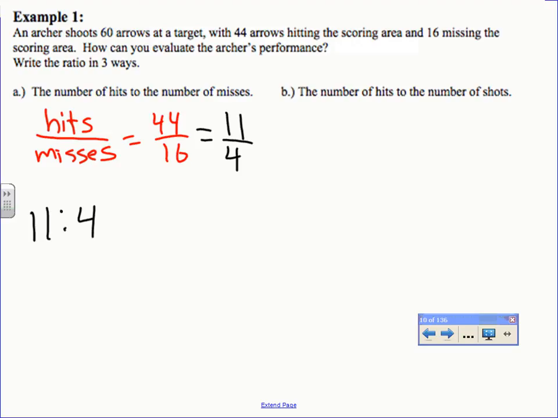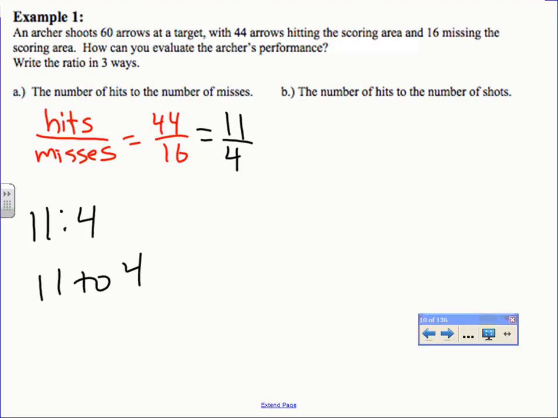Steve? Okay. So make sure it's simplified completely, and if they ask you, which I probably will on a quiz, write it 3 different ways, just so you always remember there's 3 different ways to write a ratio. Also remember, a ratio is always comparing two quantities. Okay? Okay, letter B. The number of hits to the number of shots.